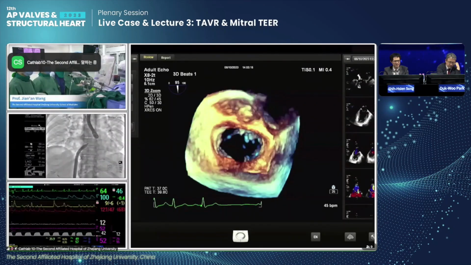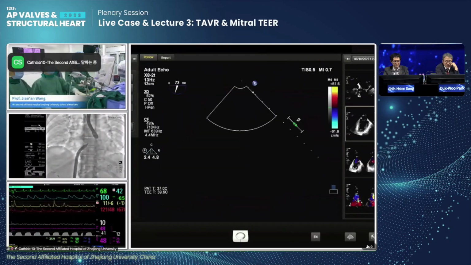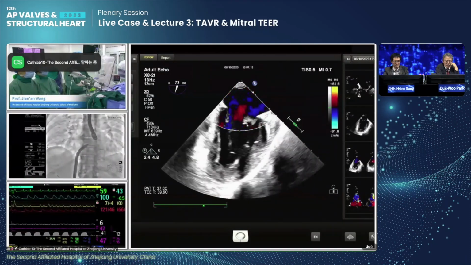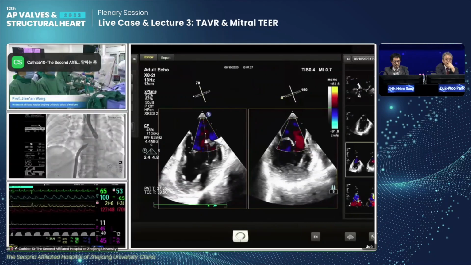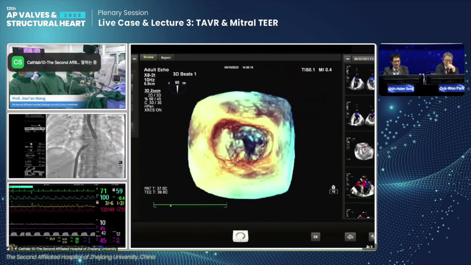The patient has P1 to P2 prolapse. And the leaflet is long enough. So we would like to use the Dragonfly system. We will use the long and wide device for this patient.